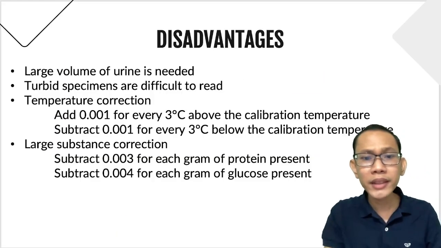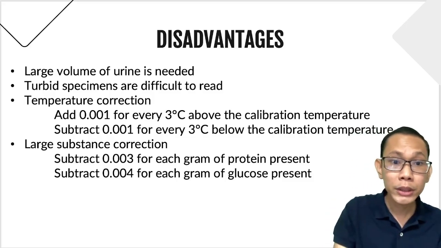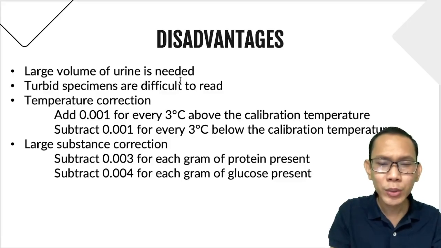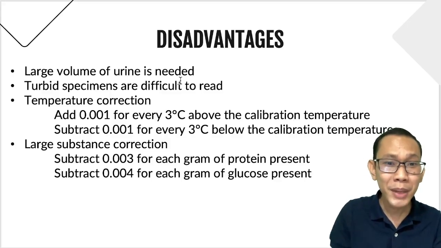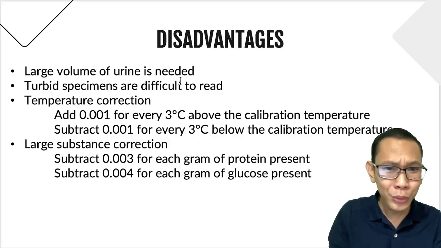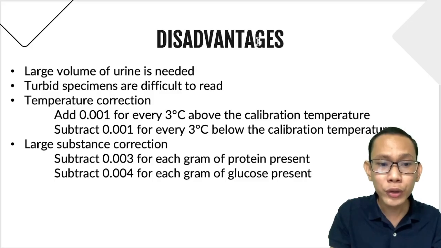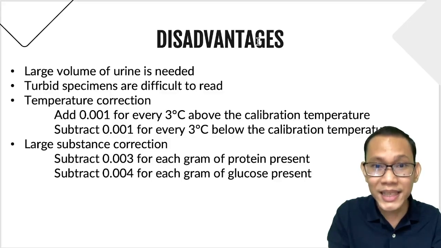So what are the disadvantages of urinometry? Of course, a large volume of urine is needed. As you saw earlier, the minimum is 15 ml. Imagine if you have a pediatric patient, would you be able to do specific gravity alone for this patient? Of course, it would be difficult. So that is the basic disadvantage of urinometry. And remember, urinometry is less accurate.